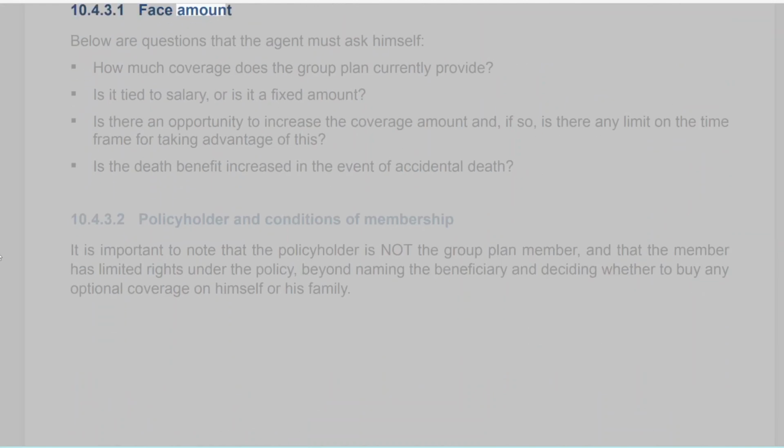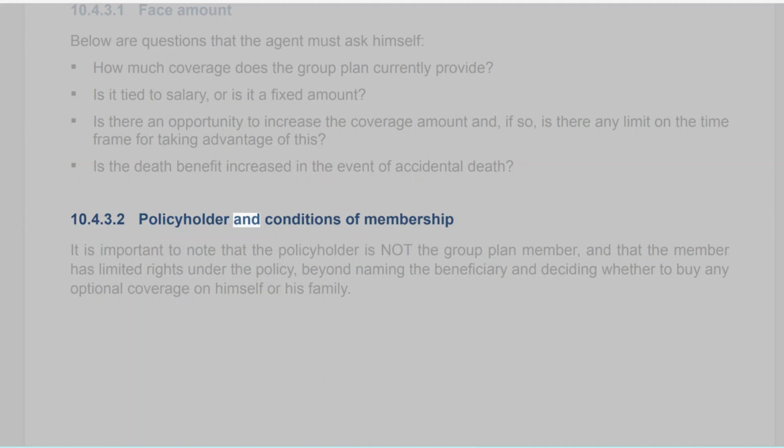10.4.3.1 Face amount. Below are questions that the agent must ask himself. How much coverage does the group plan currently provide? Is it tied to salary, or is it a fixed amount? Is there an opportunity to increase the coverage amount, and if so, is there any limit on the time frame for taking advantage of this? Is the death benefit increased in the event of accidental death?